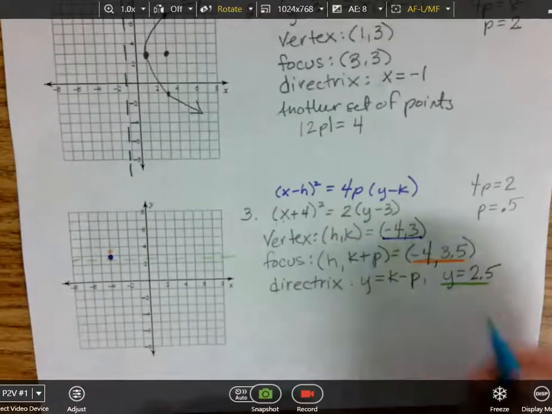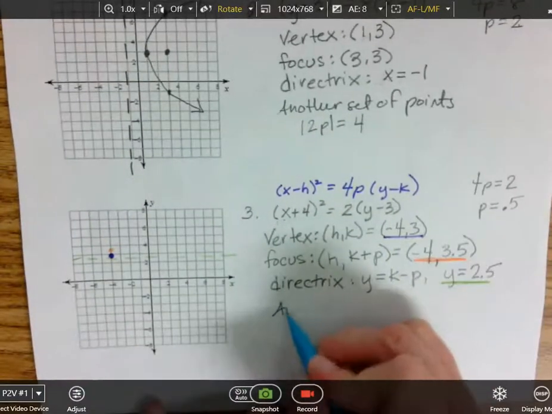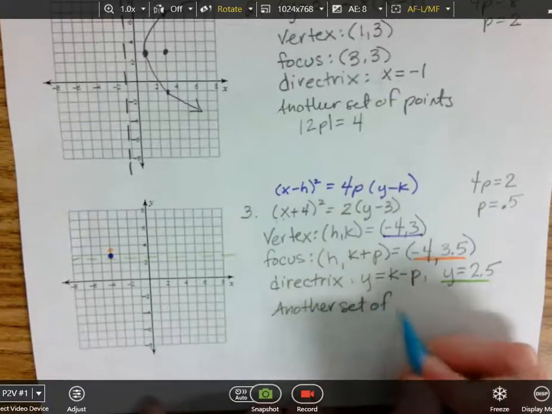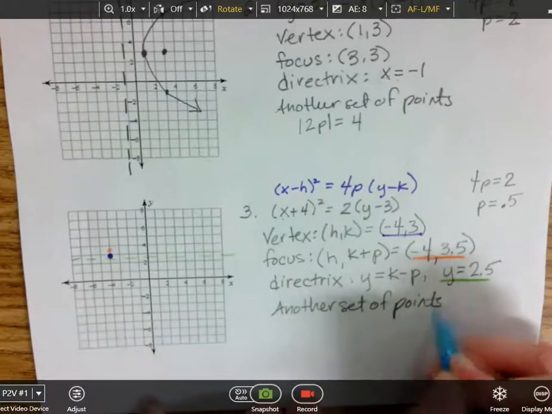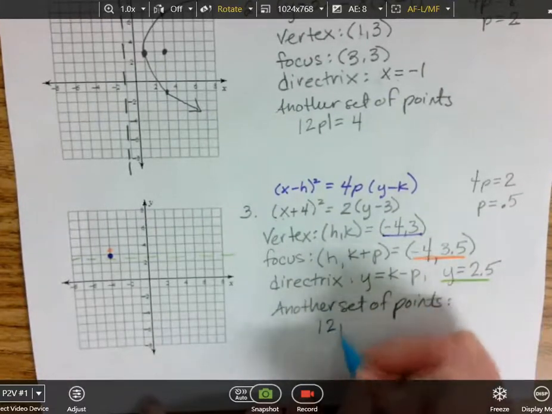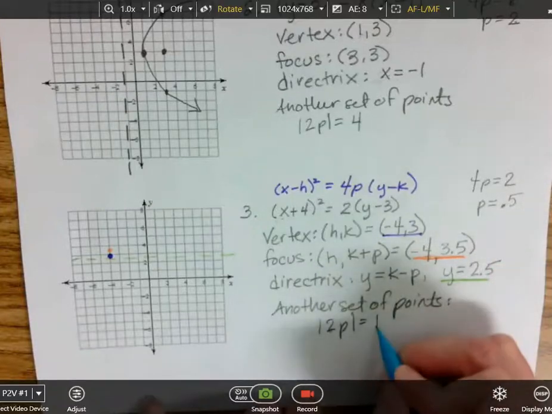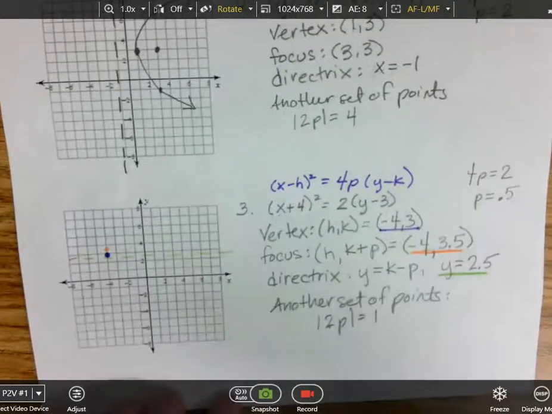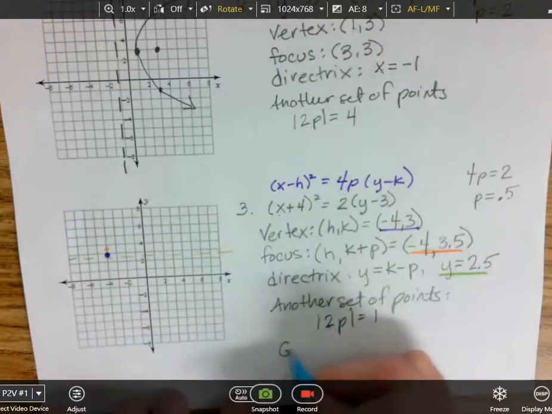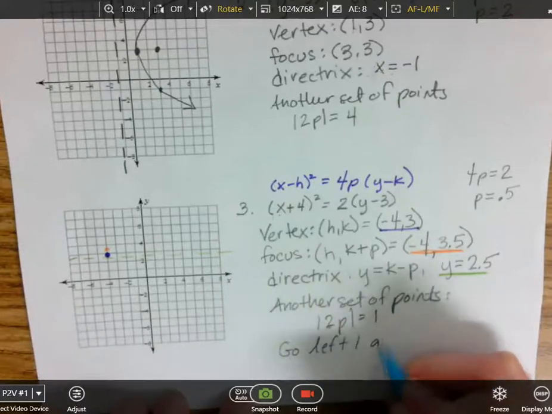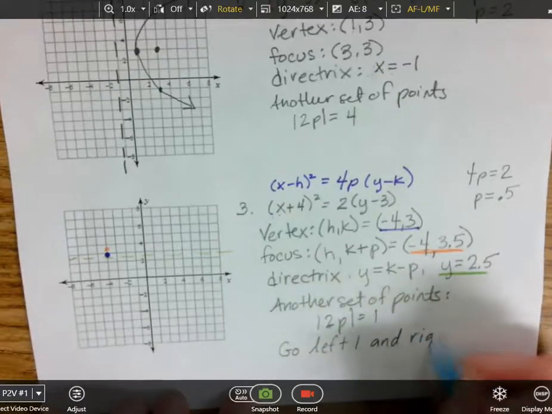Okay, so we still want to find 2p for another set of points. And 2 times 0.5 is 1. So instead of going up and down from the focus, I'm going to go left and right from the focus. So go left 1 and right 1 from the focus.